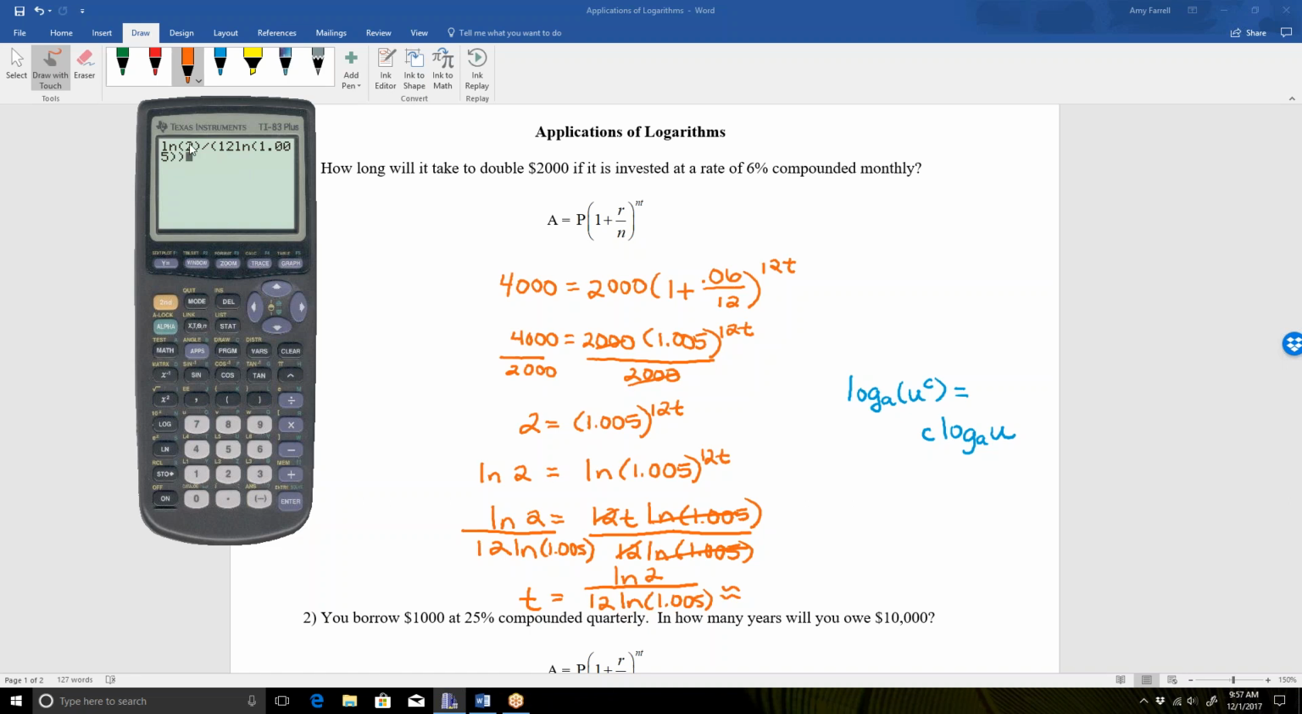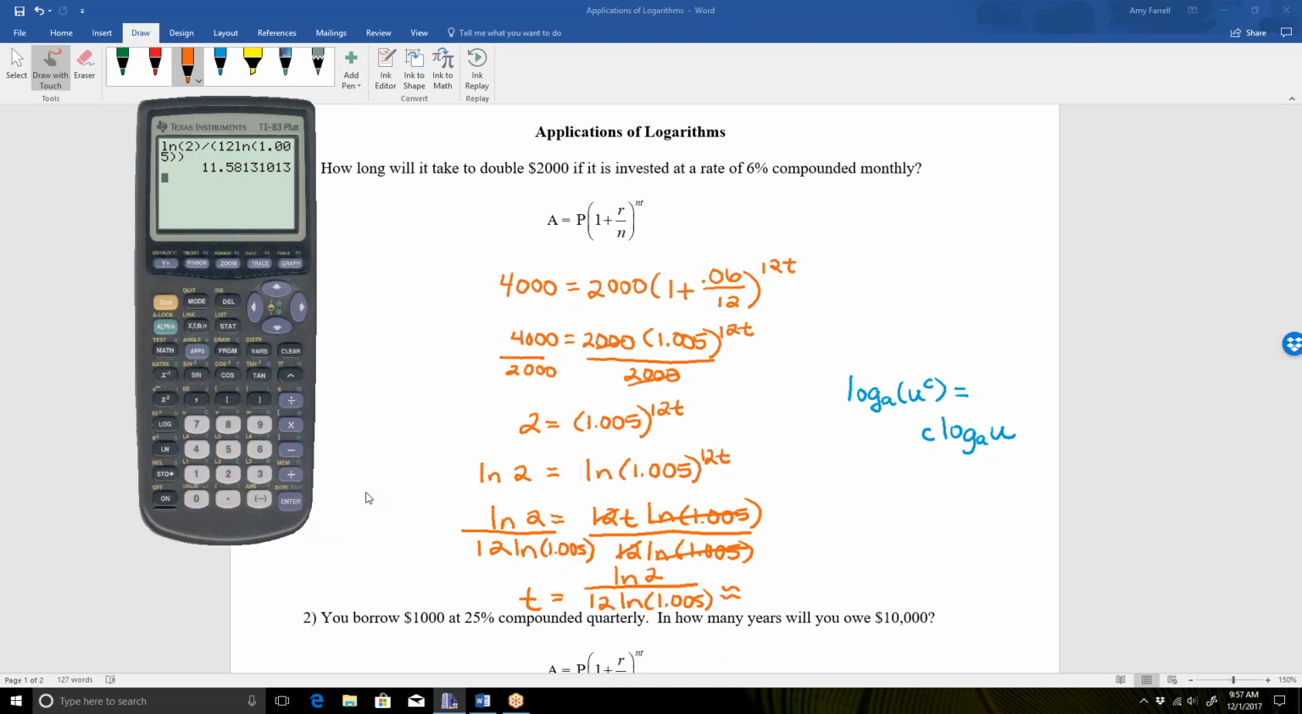So I typed in natural log of 2 divided by 12 times the natural log of 1.005. I've got the denominator in parentheses, and I get that it's going to take me about 11.58 years to double my money. Now, it doesn't say how to round. Let's round to 2 decimal places.